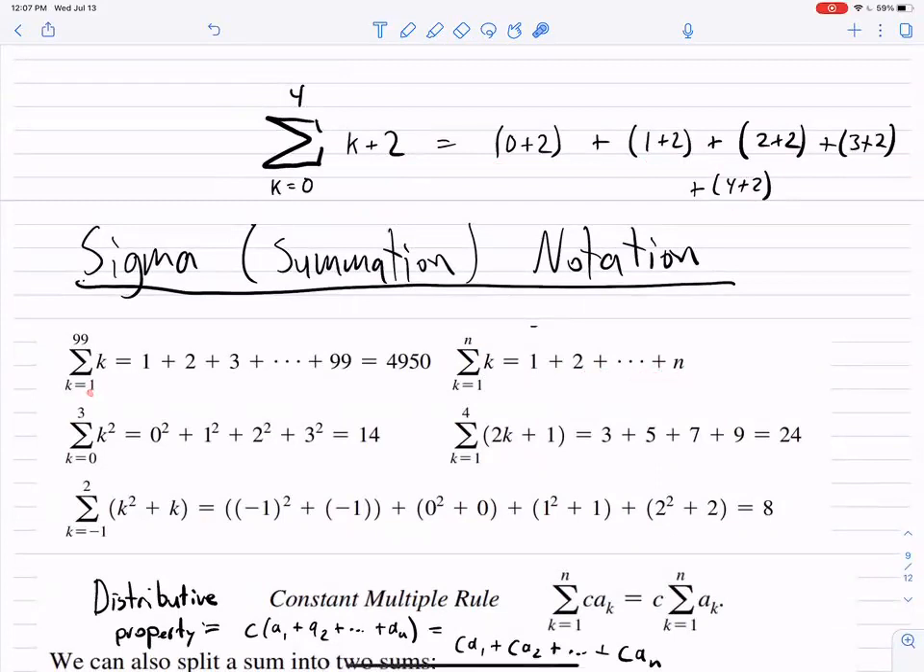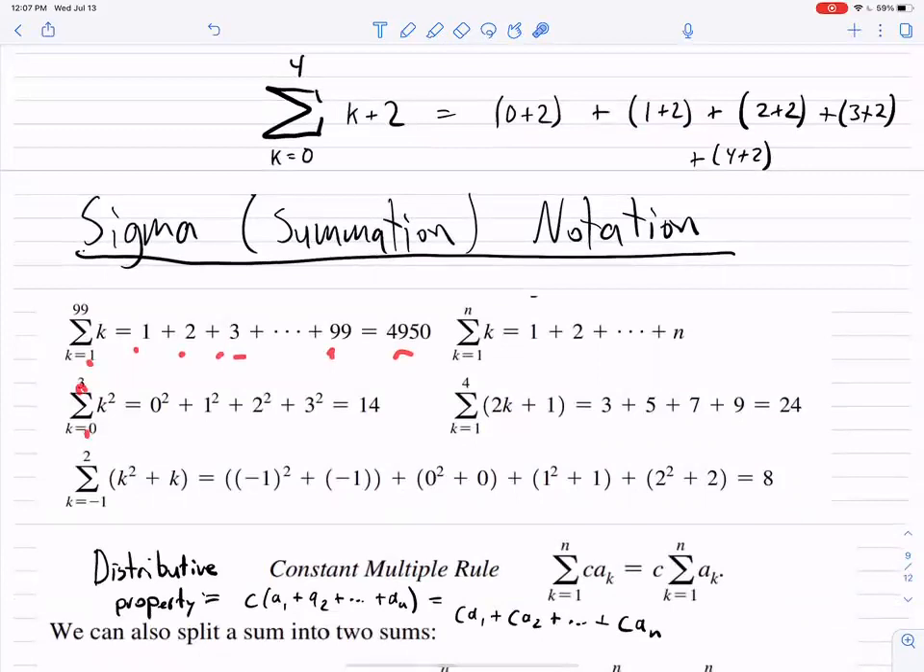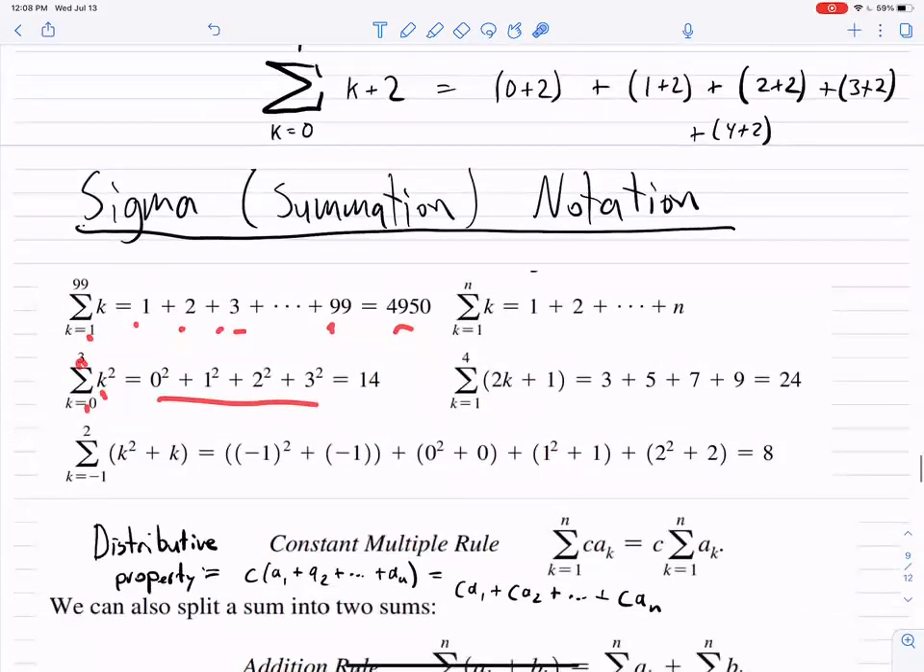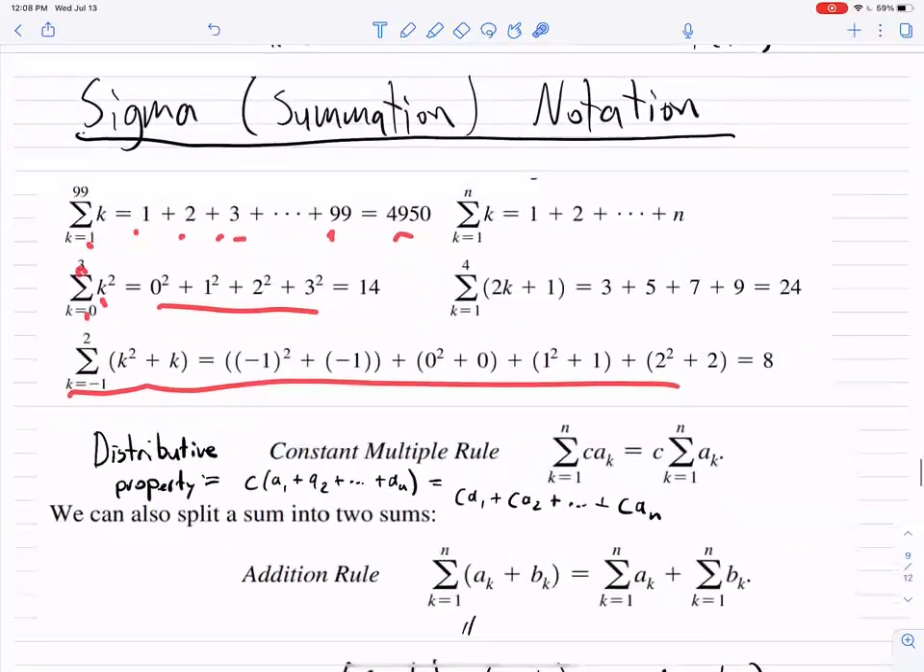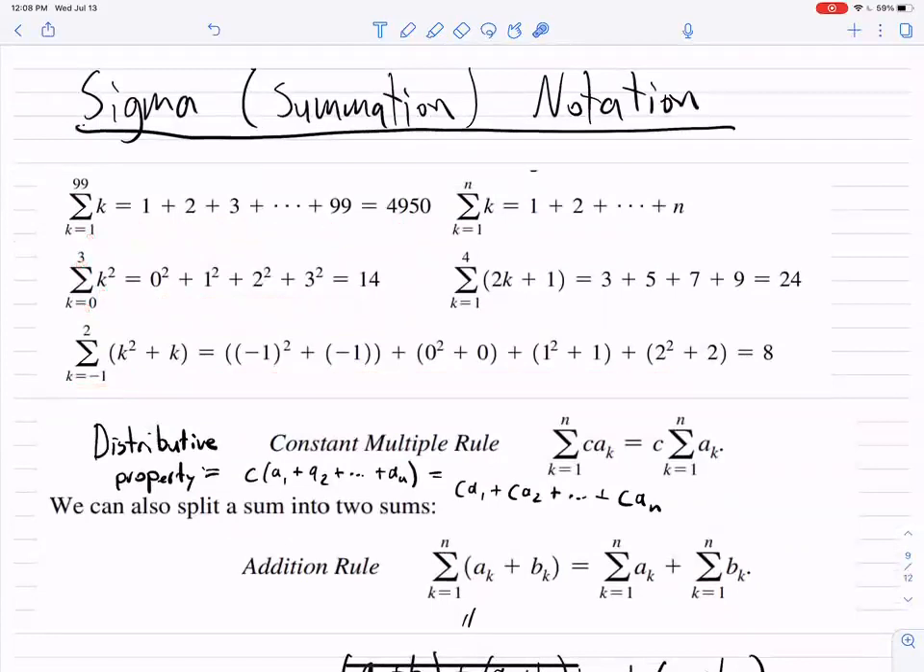The sum from 1 to 99 is 1 plus 2 plus 3 up to 99. The sum from 0 to 3 of k squared is something like this. And it follows some really nice rules. You'll notice that the index right here is k, and that matches the formula that's here, right? These are in terms of k. And if you have a constant, you can pull the constant out and then just do the sum.